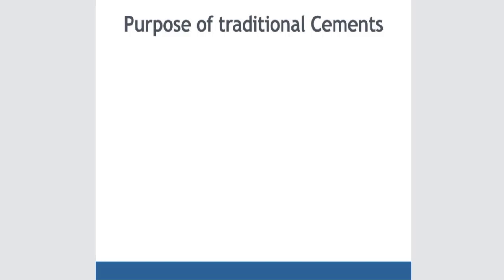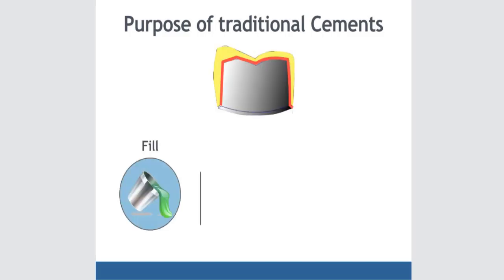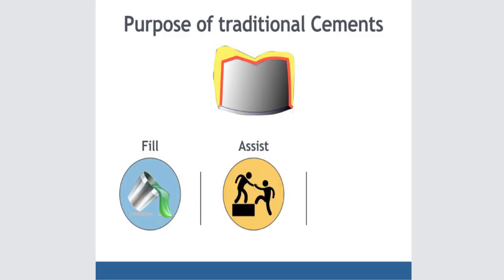So now we're going to change the mode, and we're going to talk a little bit about our indirects, our cements. We want to understand what it is we're doing when we're using a cement. The purpose of a traditional cement is to fill the micro gap between the crown and the tooth, between the restoration and the tooth, and that's the red line here. So we want to fill that micro gap, but we also want to assist in the retention and resistance of that crown on the tooth. It only assists. It's not meant to be the retention and resistance.